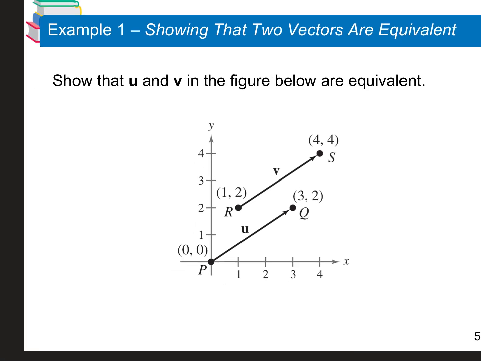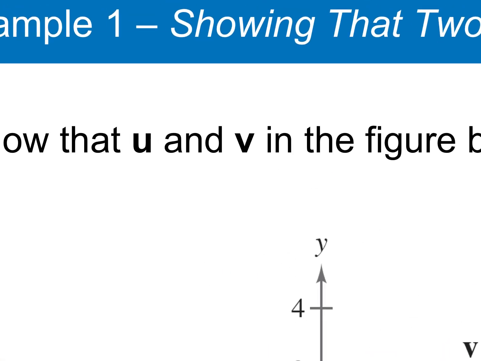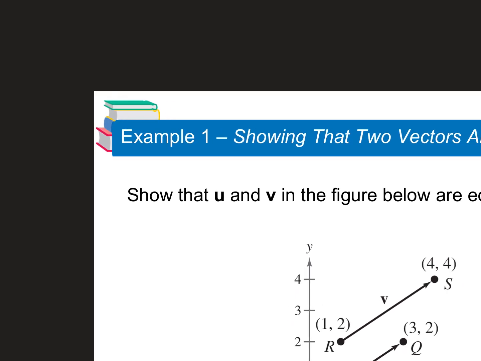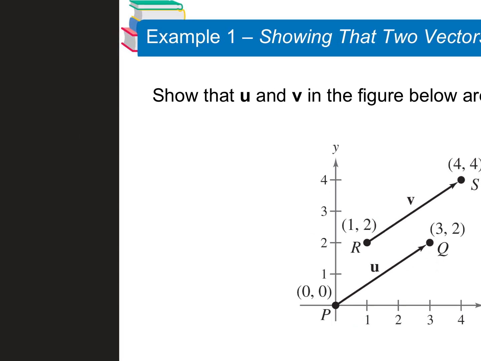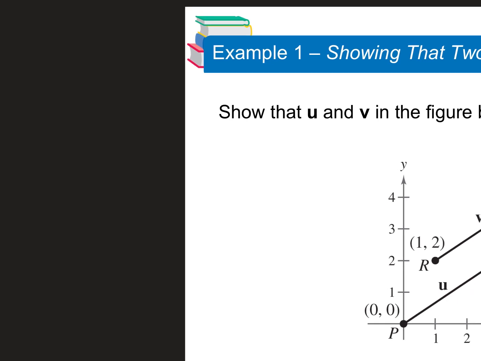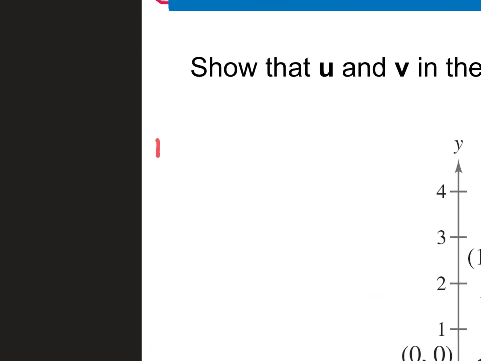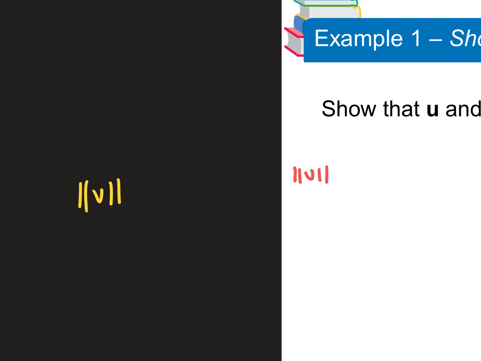All right, so it says show that u and v are equivalent. How do you know by looking at these two things that they're vectors? Because they're lowercase and they're bold. Okay, well, how do you show that two vectors are equivalent? Their magnitude is the same. And what else is the same? The direction, or the slope. So how do you find the magnitude? What did we just talk about? Magnitude is the what? The distance.